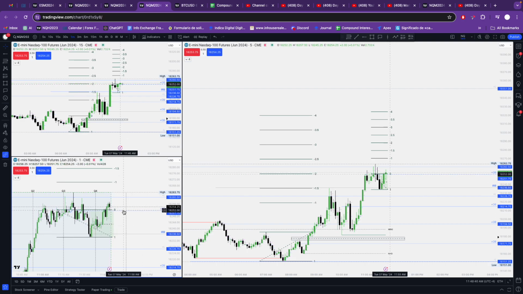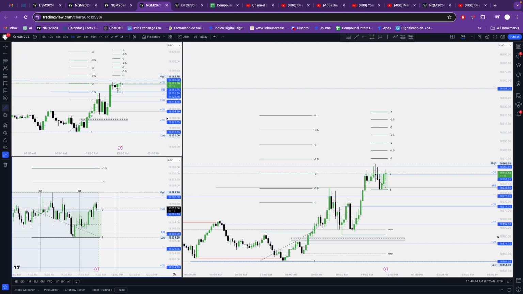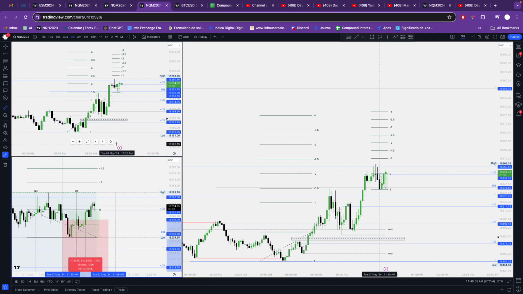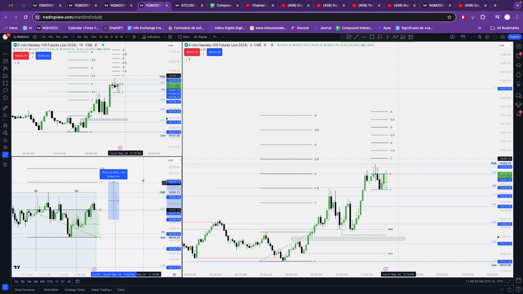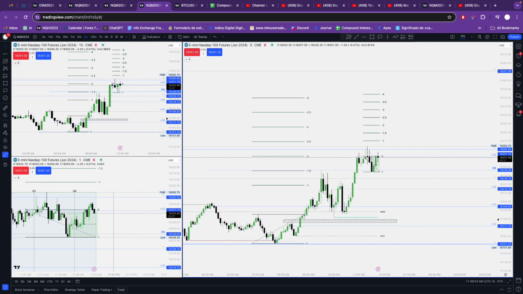Bullish order block. Another entry. All right, I'm taking a break for lunch after these 10 minutes. So we'll see what happens.